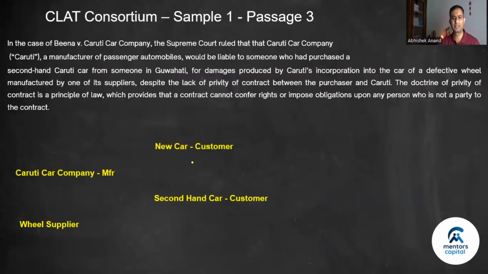In Bina versus Karuti case, कौन से parties थी guys? Party 1, Karuti Car Company. There was a new car customer who bought it for the first time. Then there was a contract between these two. There's a direct contract between these two. तो अगर पार्टी टू द कॉन्ट्रैक्ट आप देखें तो न्यू कार कस्टमर एंड सेकेंड हैंड कस्टमर होगा, कारुति कार कंपनी एंड न्यू कार कंपनी एंड कारुति कार कंपनी एंड व्हील सप्लायर.